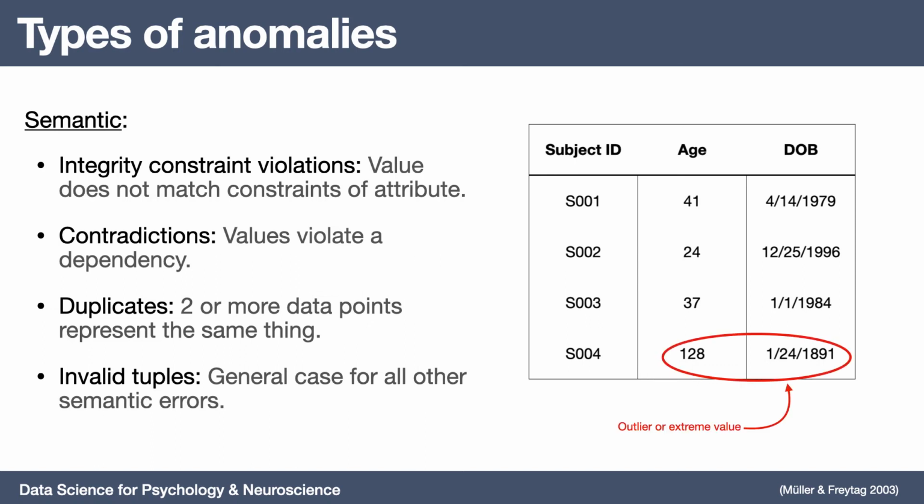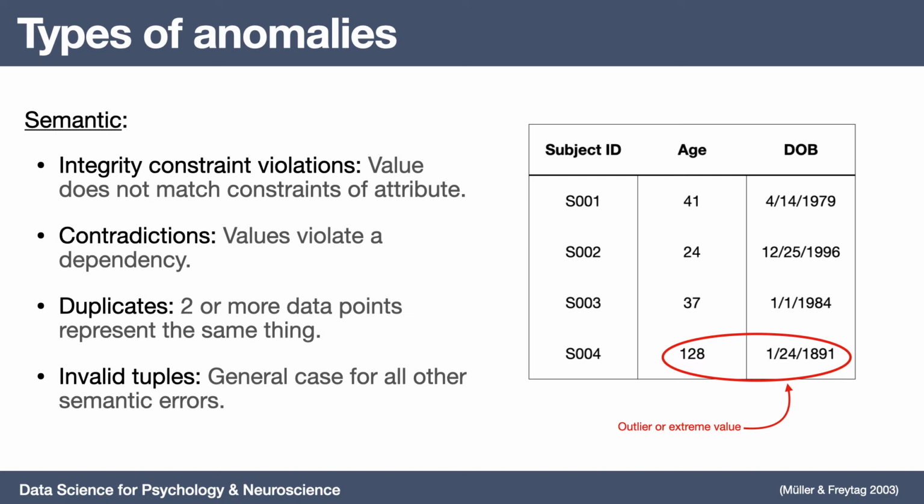So for example, in this data table again, where we have subject ID, age, and date of birth, you might have an entry of somebody who was born supposedly in 1891 and would be 128 years old today. This is an extreme outlier value. It's very unlikely for you to have someone in your data set that is 128 years old.